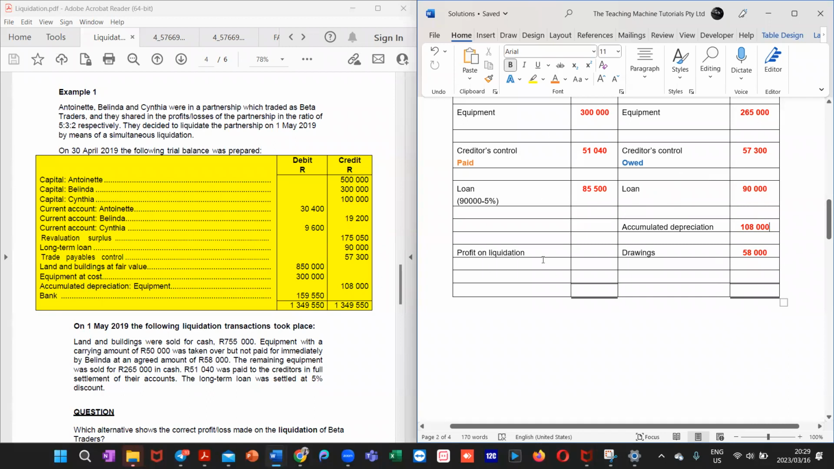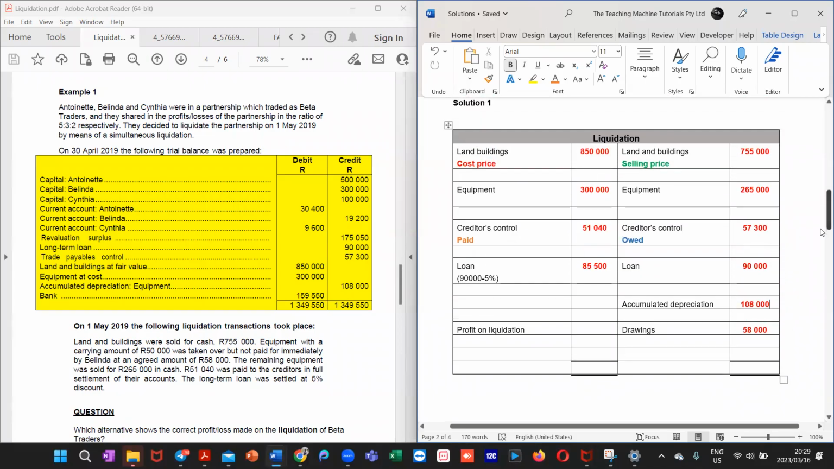Okay, because the credit side is greater than the debit side, then the total of the credit side minus the total of the debit side goes to profit. Let's calculate the credit side: 755 plus 265 plus 5,700 plus 90 plus 108 plus 58,000. How much do you get?